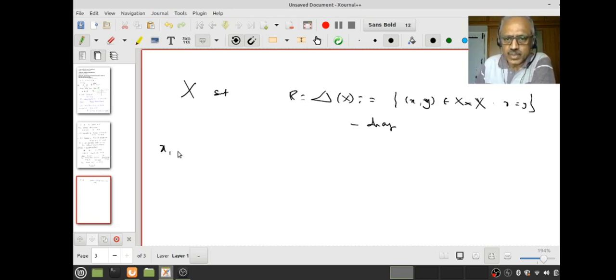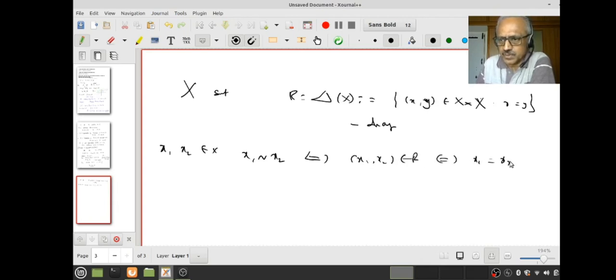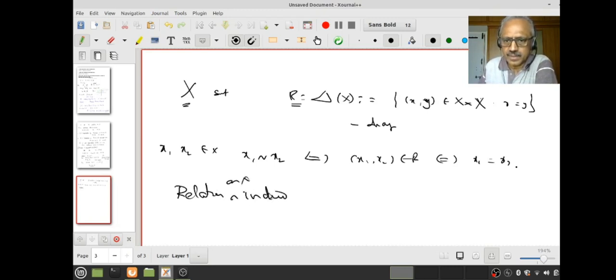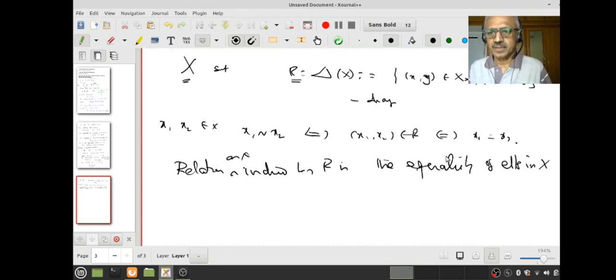Now, if you give me x1 and x2 in X, x1 is related to x2 if and only if the ordered pair (x1, x2) lies in R, that happens if and only if x1 equals x2. Yeah? So can you guess what the relation is? This is a subset R. So what is the relation induced by this subset? That is nothing other than the equality relation. Do you understand that? So the relation on X induced by R is the equality relation, that is equality of elements. Are you following?